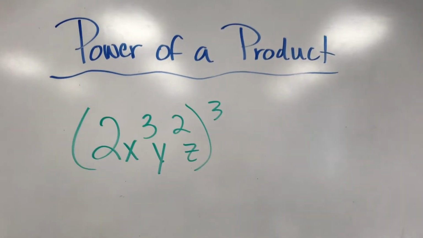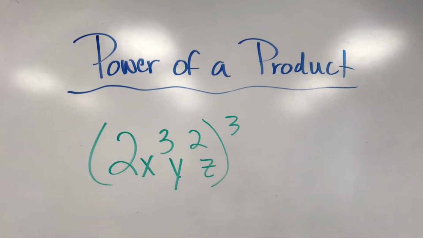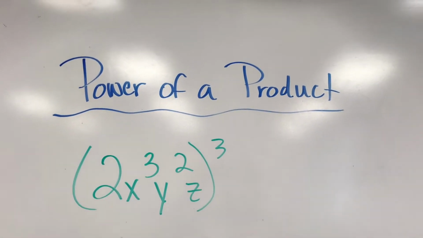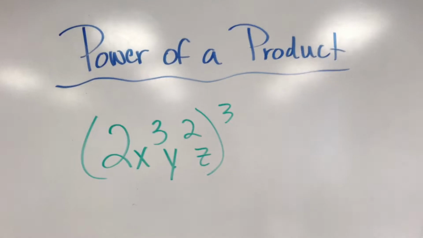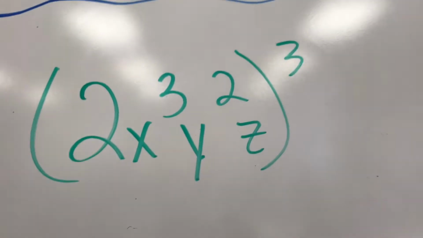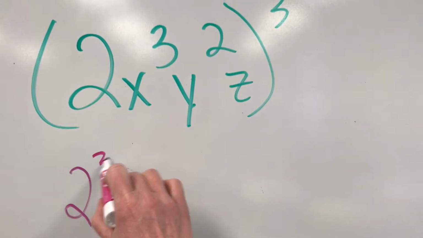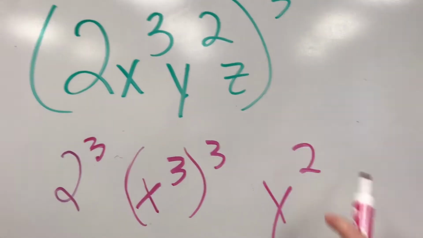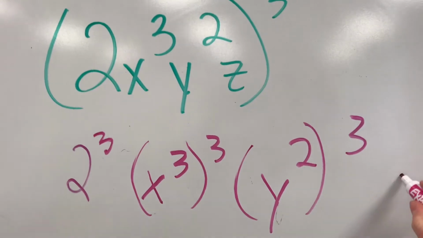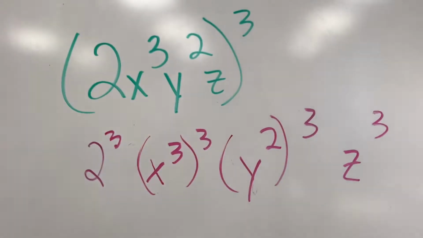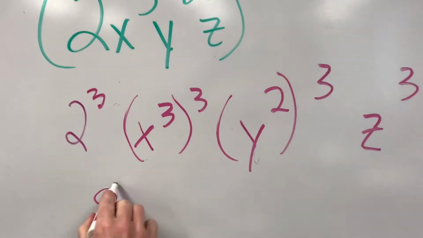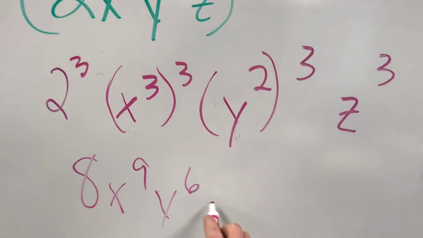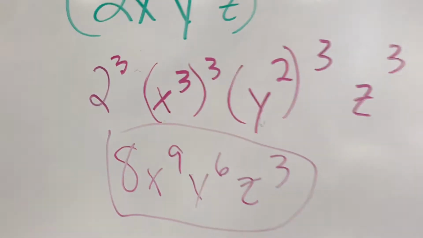And now we have power of a product. And when we have an expression and we take the whole thing to an exponent, we have to take each individual piece to that exponent. So if you look at this, we're going to take 2 to the 3rd power, and we're going to take x to the 3rd power, and we're going to take y squared to the 3rd power, and we're going to take z to the 3rd power. Okay, so we have to take each piece to that power. So 2 to the 3rd power is 8, x to the 3rd is x to the 9th, y squared to the 3rd is y to the 6th, and z to the 3rd is z to the 3rd. And that's our final answer.